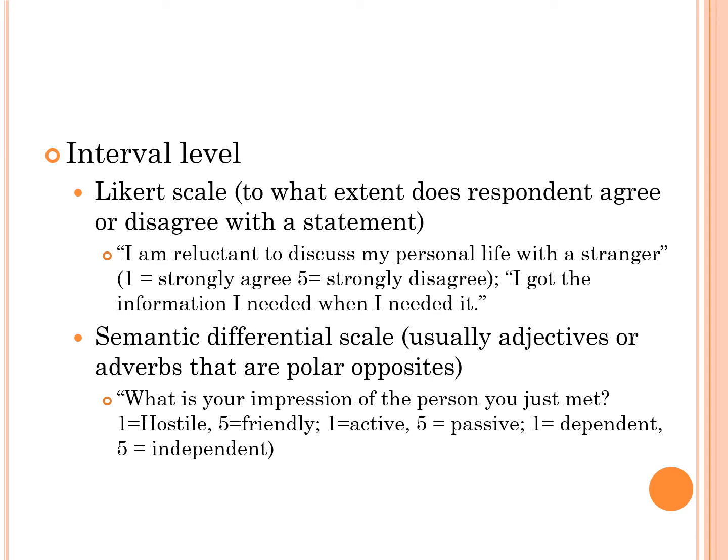So you're not talking about whether or not you agree with something. Rather, you're talking about the attributes of something. So what is your impression of the person you just met? Well, you might have a scale from 1 to 5 that starts out with hostile at one end and friendly at the other end, and then you mark whether you see it as 1, 2, 3, 4, 5 along that scale. Then you might also be asked to think, how active are they versus passive? How dependent are they versus independent?